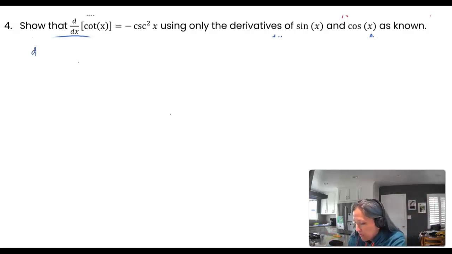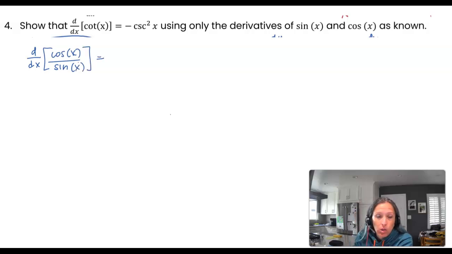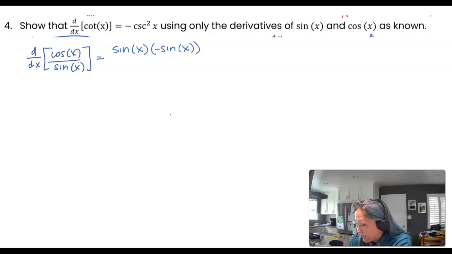So the first thing we need to do is rewrite cotangent as cosine of x over sine of x, right? Use that quotient identity. And then we need to use the quotient rule. So derivative of the first, low D high, so that's negative sine of x. Remember, we need parentheses here to make sure that looks like multiplication, not subtraction. Minus high D low, all over low low.